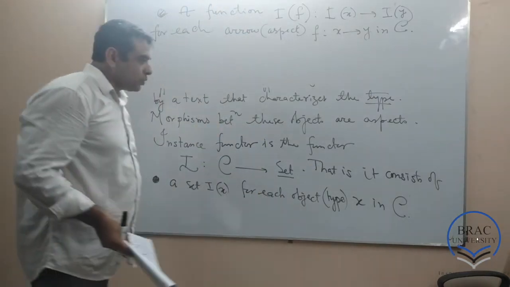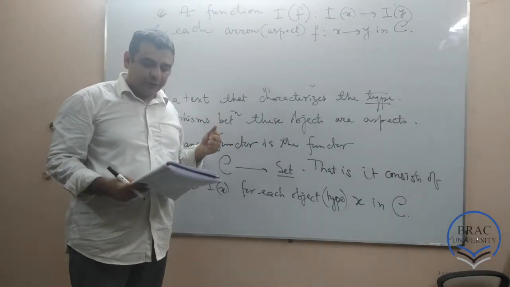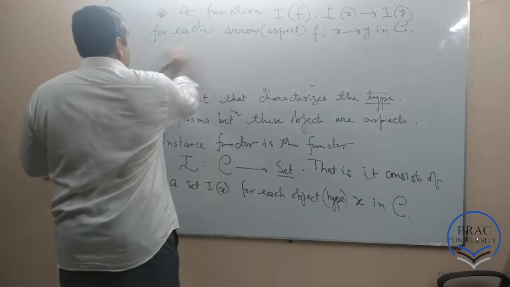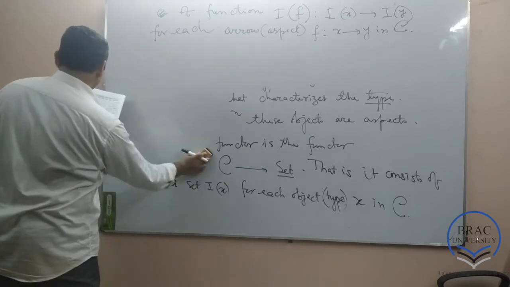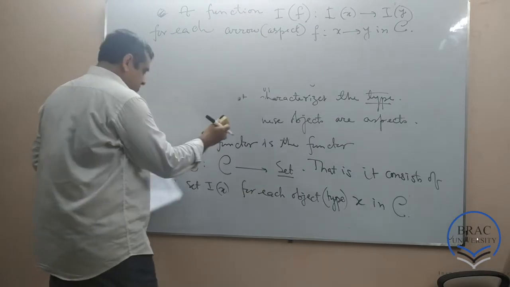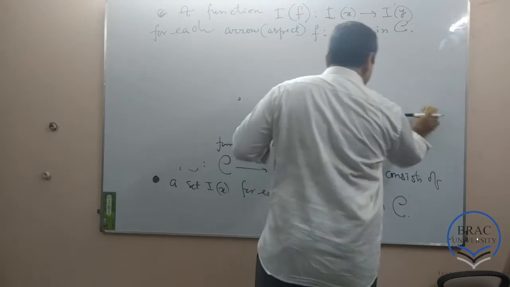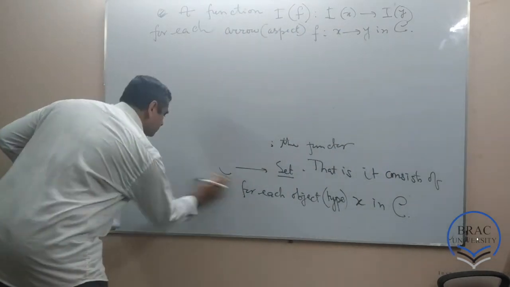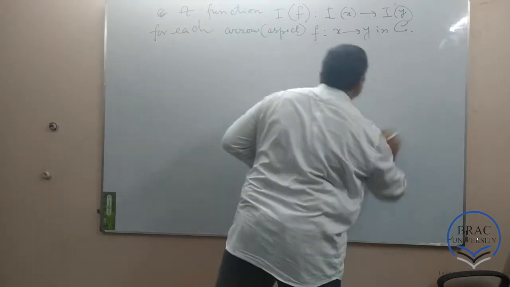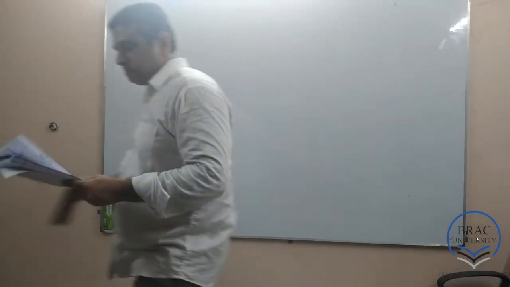So now, with the help of this notion of instance functor, one immediately sees what it means by aspects holding a functional relationship between types. Okay? As I have already discussed. So let me write it down formally.